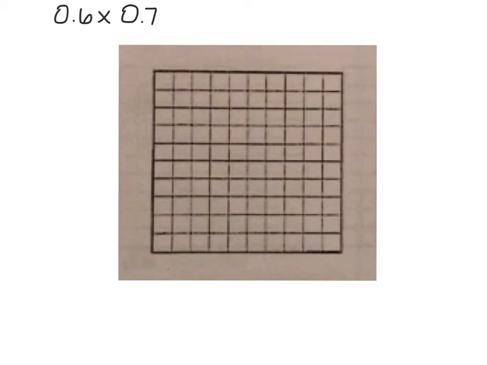So the first thing that you're going to want to do is look at the first factor, which is 6/10, and you are going to color 1, 2, 3, 4, 5, 6/10 going across this way, because one of these 10 hundredths is 1/10, right?